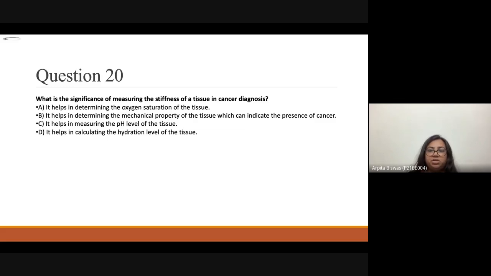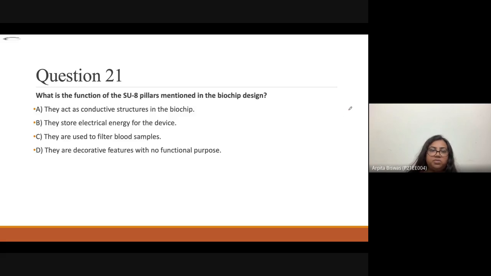The right option is option B. So, what is the significance of measuring the stiffness of a tissue in cancer diagnostic? Option B is it helps in determining the mechanical property of the tissue, which can indicate the presence of a cancer. Okay, the right option is option B. So next move toward the question number 21.